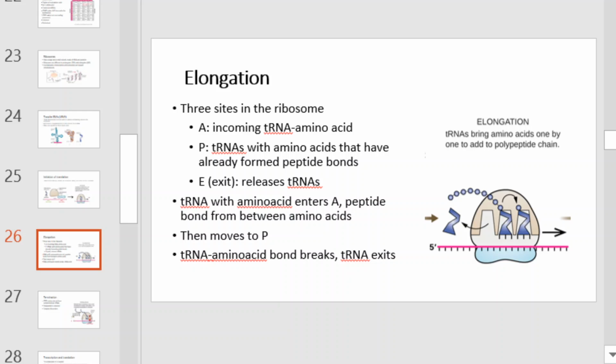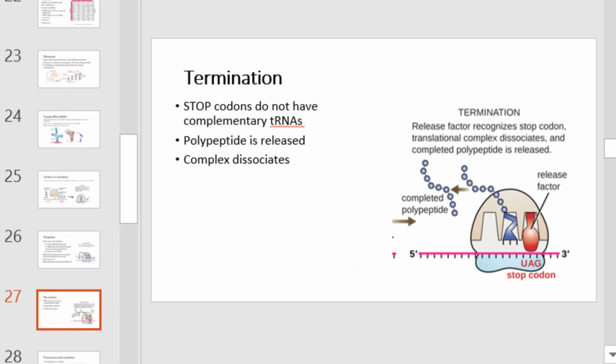tRNAs with amino acids enter site A and a peptide bond forms between amino acids, then move to site P, the tRNA-amino acid bond breaks, and the tRNA exits. Termination. Stop codons do not have complementary tRNAs. Therefore, once reached and read, the polypeptide will be released, and the complex will dissociate.